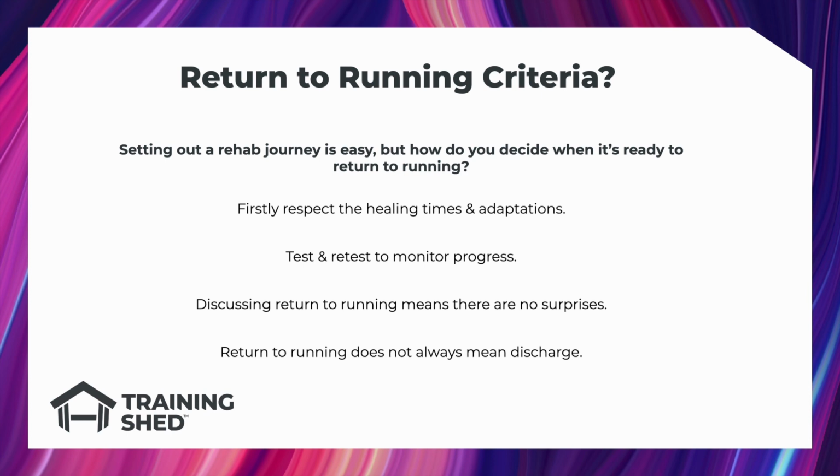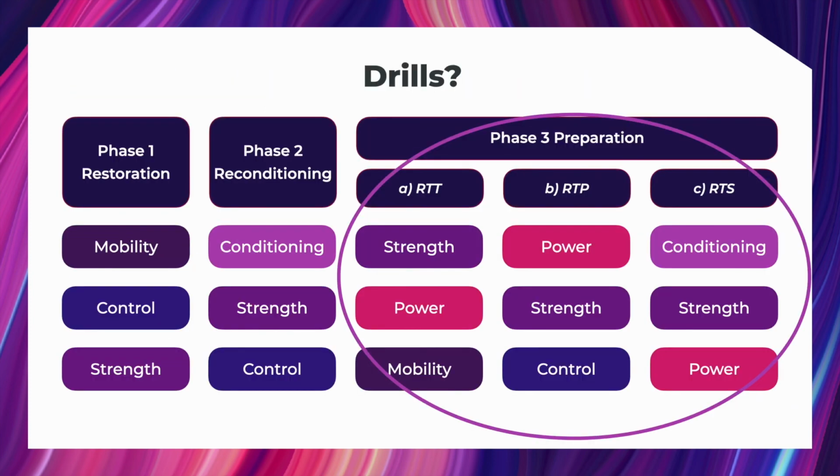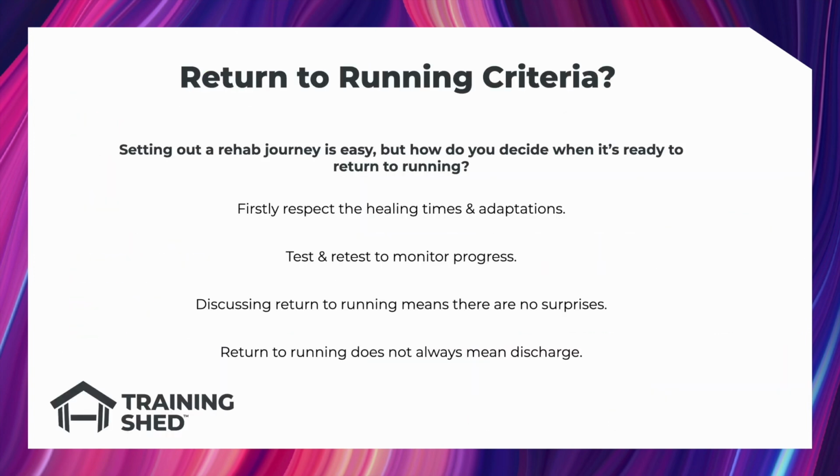The next thing you've got to do is test and retest them. Monitor the progress. That will help you to progress through this little pathway, going from phase 1 to 2 to 3. But it also helps you to monitor their progress. Are they making the improvements you think they should be making? And if they are, you can then move them on. If they're not, you just need to reevaluate.